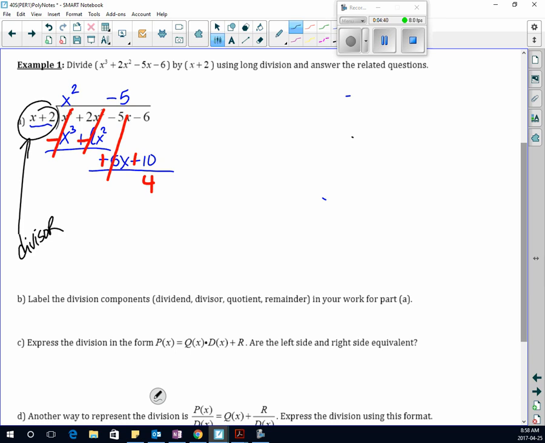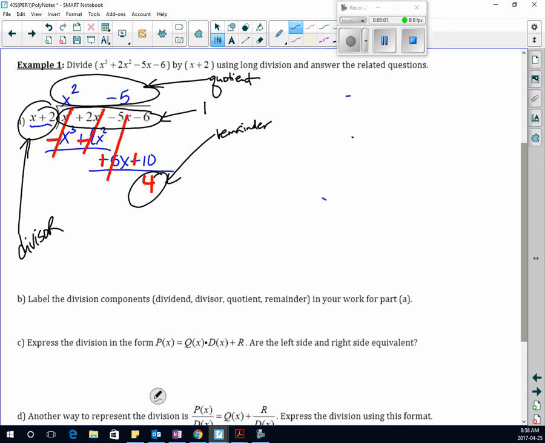Okay, which one's the quotient? X squared minus 5 is the quotient, and 4 is the remainder. So can anybody tell me what the dividend is? This part, the inside part, is the dividend. You should know all these terms, okay?